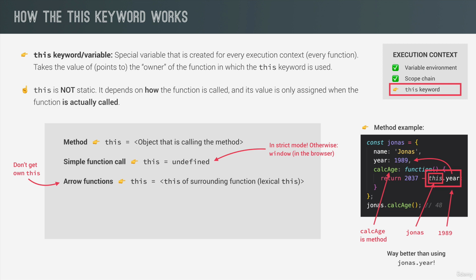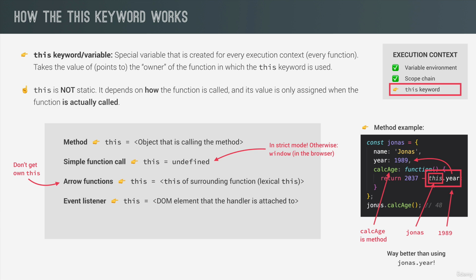Believe me, I actually ran into one or two bugs because of this behavior. So it's really important not to forget that arrow functions do not get their own this keyword. And finally, if a function is called as an event listener, then the this keyword will always point to the DOM element that the handler function is attached to.